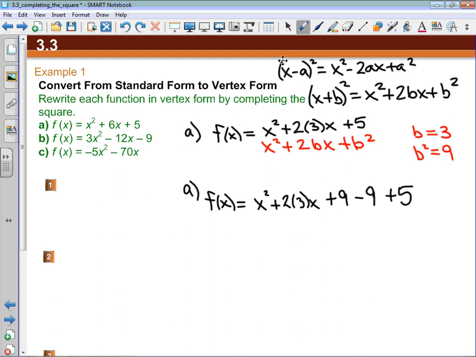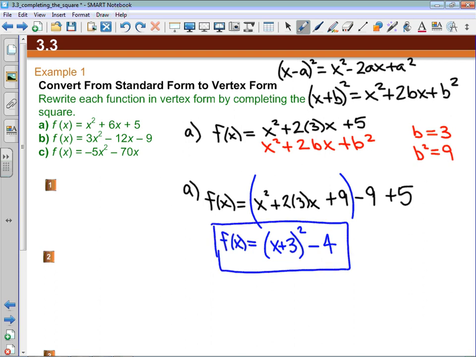So the next step is this blue bracket is a perfect square trinomial, which means my function is going to be, instead of x squared plus 2 times 3 times x plus 9, I'm going to write that as (x plus 3) squared, and then I'm going to clean up my constants. Well, negative 9 plus 5 is negative 4. And now we have our function in vertex form. Completing the square is one of those things that you have to do a ton of them.